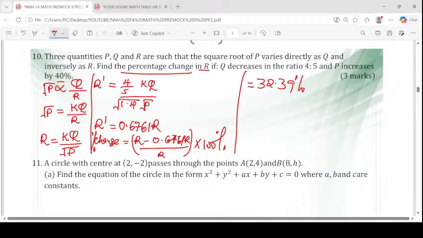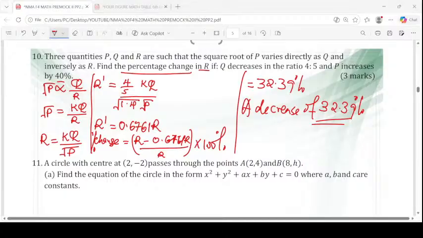So what is the question now? Find the percentage change in R. We can say the percentage change in R is a decrease of 32.39%. Question number 11.